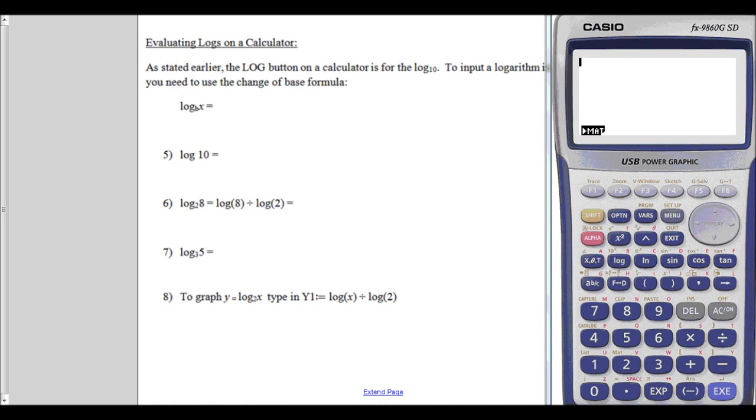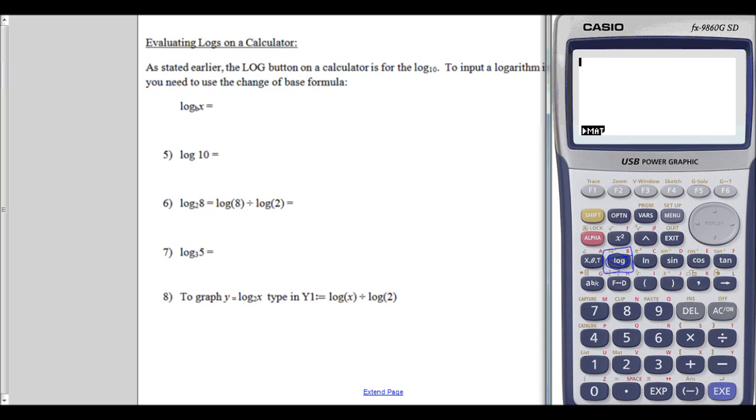The last piece of today's lesson is evaluating logs on a calculator. As I mentioned earlier, the log button on your calculator, this log button, is a log base 10. The only log that our calculator can evaluate is a log base 10. If we want to do a different base, we need to use the change of base formula.